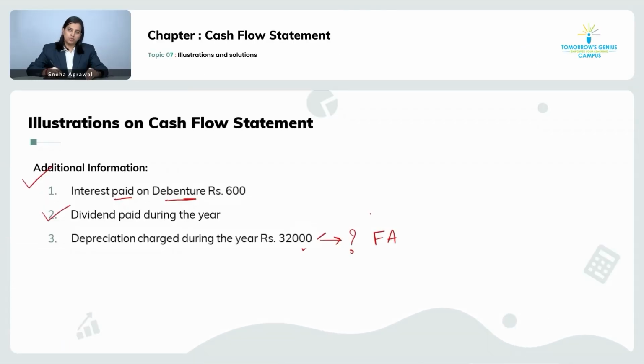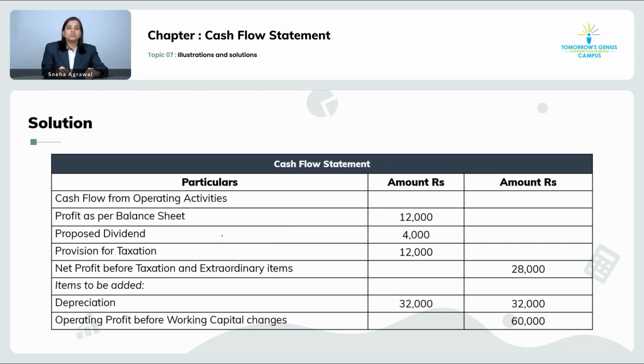Let's check the solution for it. Okay, so the starting point of our cash flow statement is cash flow from operating activity, and the first thing we want is net profit before taxes and extraordinary items. If you see, 12,000 is given. How is this 12,000 arrived at?